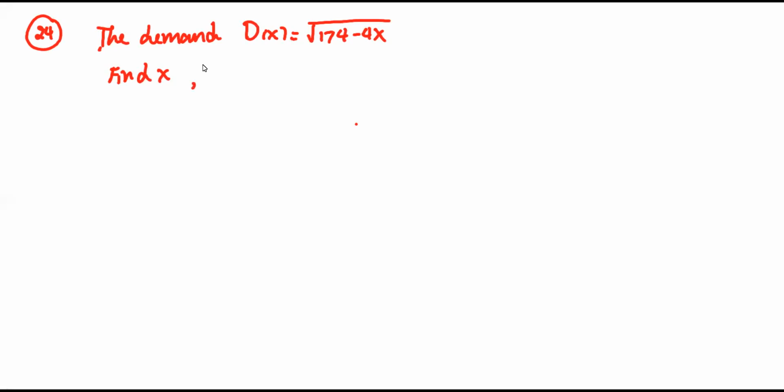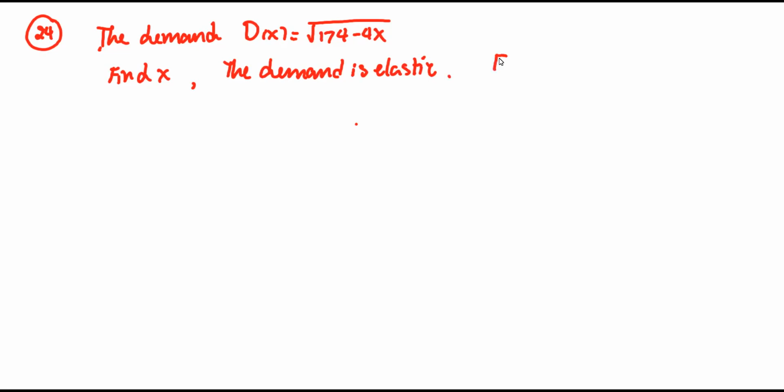The demand function is a price function. D of x equals the square root of 174 minus 4x, where the unit is in dollars. And then we're going to find the x such that the demand is elastic.